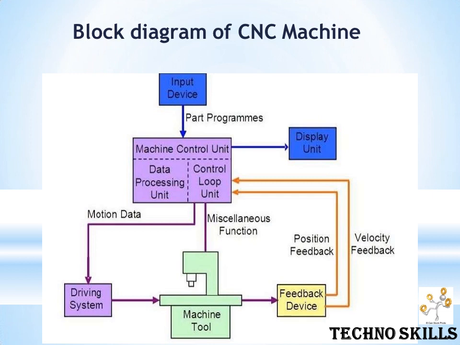So this one is the simple block diagram of a CNC machine. It may be a lathe machine, milling machine, grinding machine, or even an SPM machine, but this is the general block diagram in which the CNC working executes. The first one is the input device, where we are going to input our data.